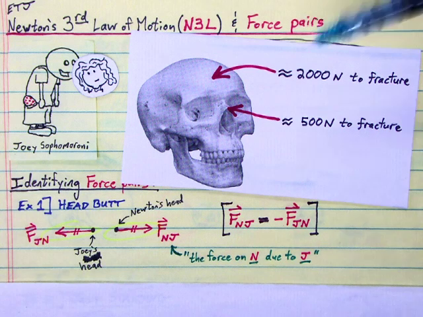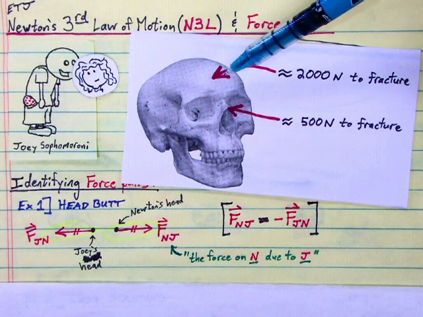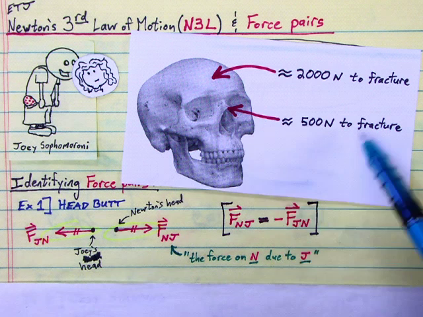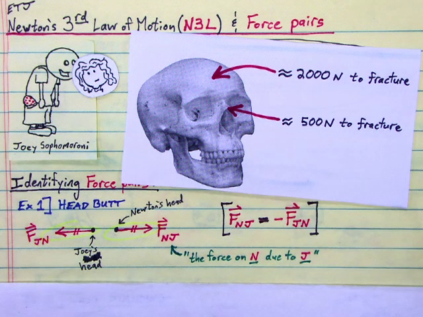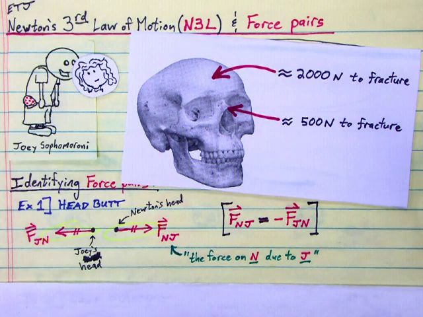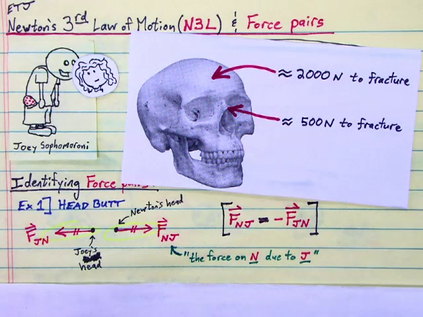Now, a forehead will require 2,000 newtons of force to fracture it, but the nose bone, the nasal bone, requires only about 500 newtons to do the same. Thus, Newton learned that if he throws a headbutt at about 1,000 newtons of force, they'll both feel 1,000 newtons, but Newton's forehead will be fine, while the nose will be quite destroyed.